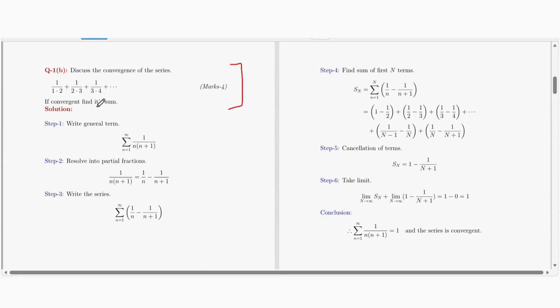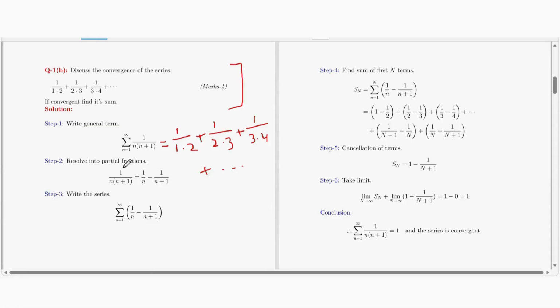First of all, write the general form of this series. So can we write the series n is 1 to infinity 1 upon n into n plus 1? Okay, so let's check. If I am putting n equal to 1, so what we get? 1 upon 1 into 1 plus 1, 2. So 1 upon 1 into 2 plus, now put n equal to 2. So what we get? 1 upon 2 into 2 plus 1, 3, plus put n equal to 3. So what we get? 3 into 4. Okay, plus so on. So this is the general form of the given series.